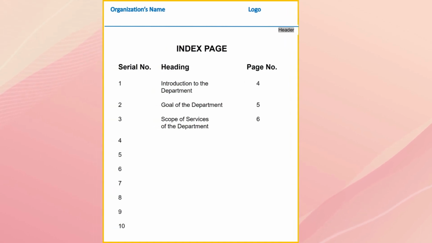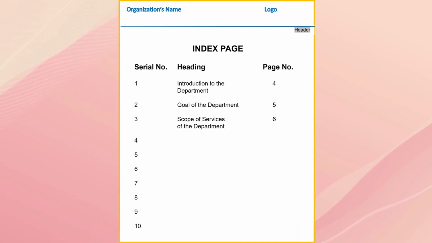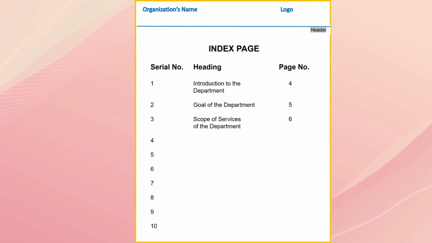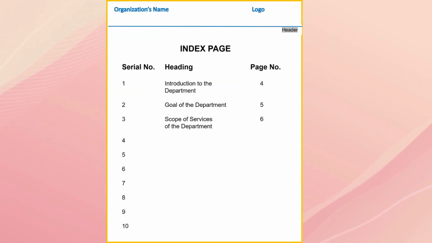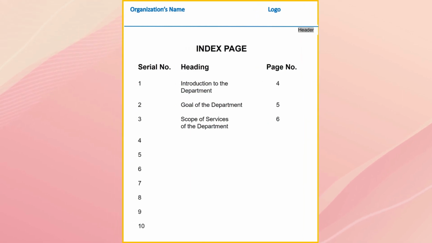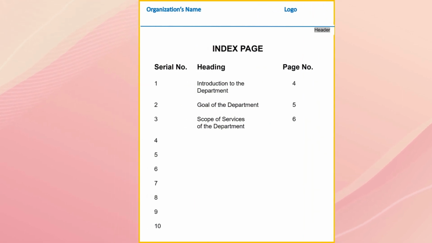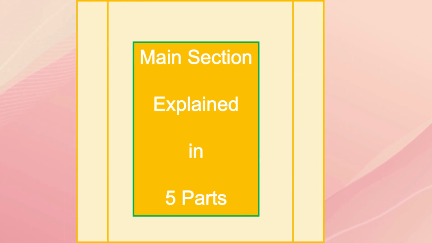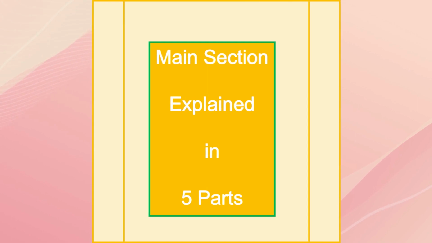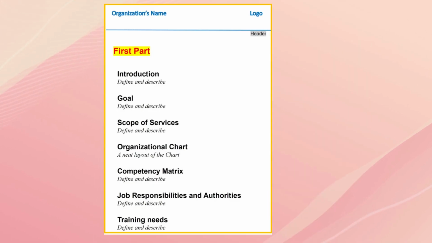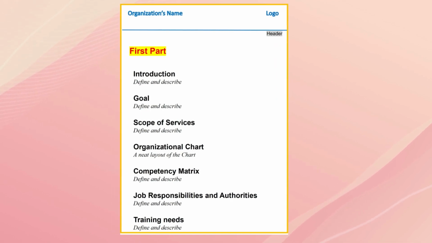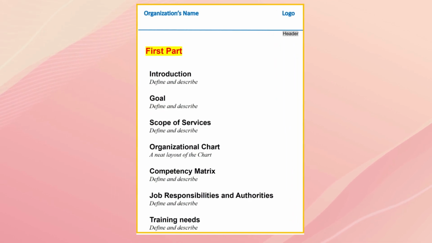The third page should contain the index page, also known as the table of contents. After you have defined the headings in the index page, ensure that in the main section of the SOP, the headings are the same as that mentioned in the index page, and are in the same chronological order. For your convenience, I have broken up the main section into 5 parts, so that you understand the structure that the SOP should have.